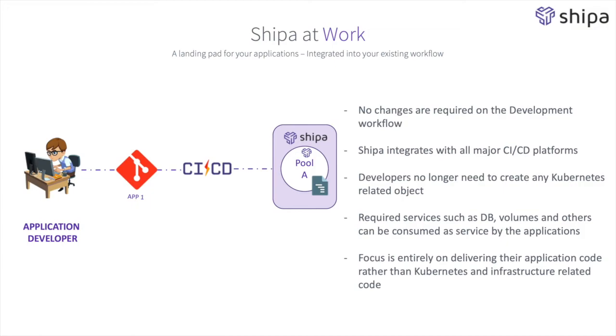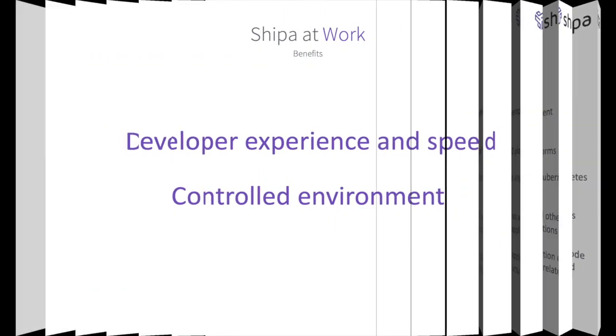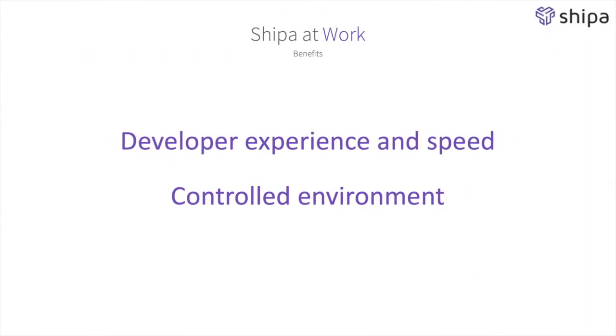One of the main points is that developers won't need to write a single Kubernetes object file, which will allow a platform engineering team to deliver on the premise of a strong developer experience, while empowering the development team to deliver faster and more securely. Developers will be finally free to focus on delivering applications rather than focusing on Kubernetes. At the end, Shipa and its concept of an application landing pad enables platform engineering teams to deliver an enhanced developer experience and speed while ensuring a controlled environment is in place for better control, support, and scalability.